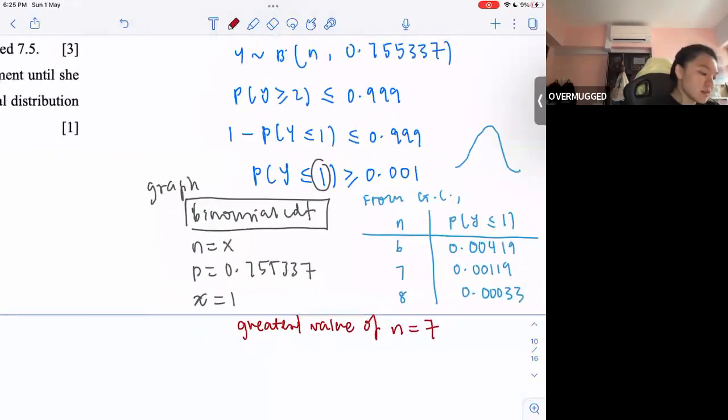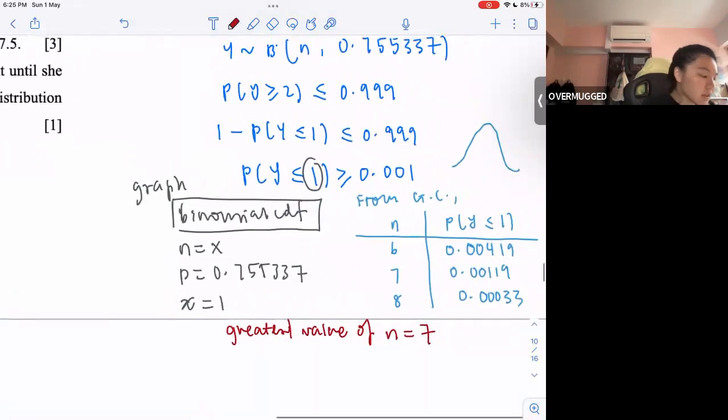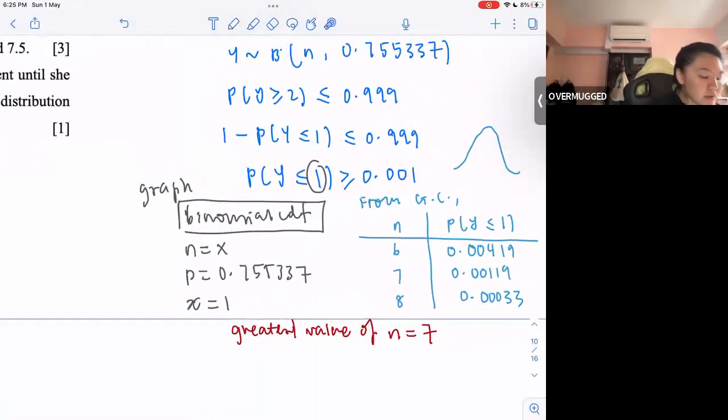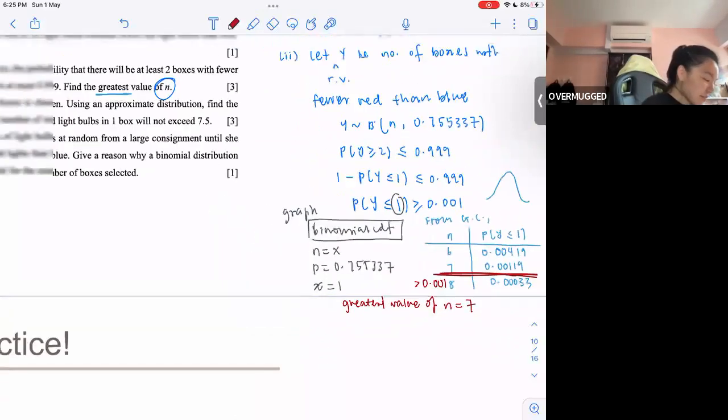So the greatest possible value of n will actually be 7. Okay, so for this, it is when it's more than or equal to 0.01. So this is the greatest, this is the threshold. Because at this point, beyond this point, this is already less than 0.001. Yes, n is 7. Good job. Okay.